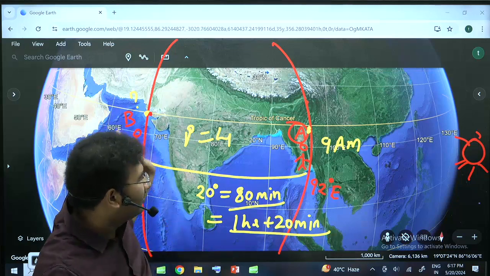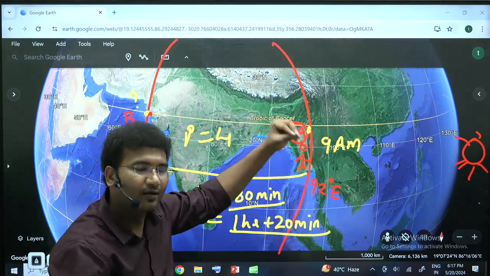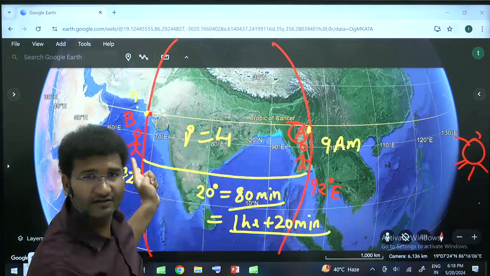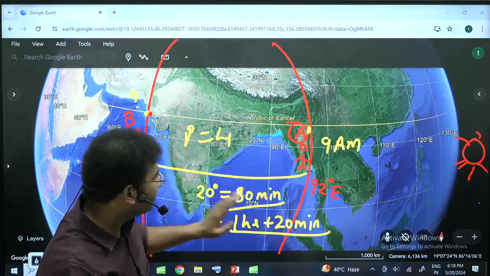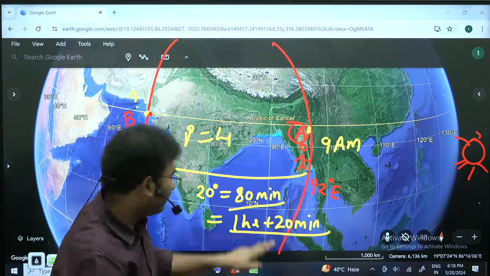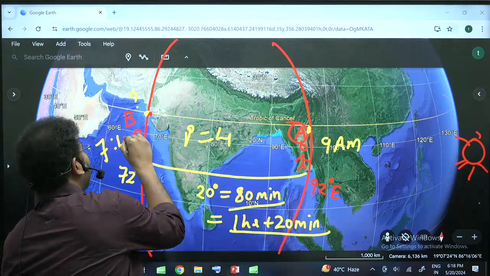I always told you, those places which are east are always ahead. This longitude is comparatively west of it, so it is behind. So that means if the time is 9 a.m. here, what will be the time here? 1 hour 20 minutes, this will be behind. So the time will be 7:40.